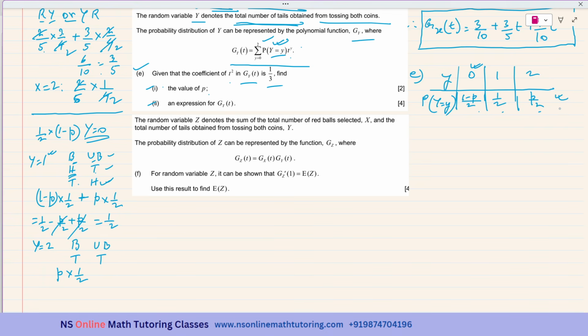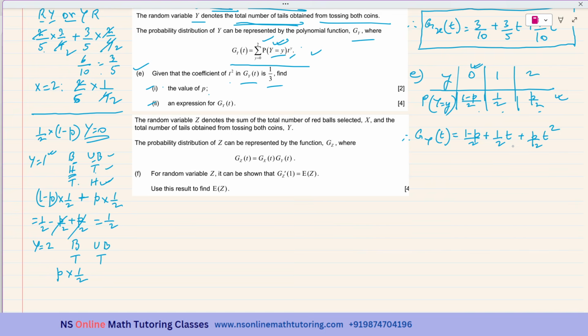Now we write the expression for gy of t. So gy of t will be equal to 1 minus p over 2 times t to the power of 0, plus half times t to the power of 1. So it is plus half t plus p over 2 t square.